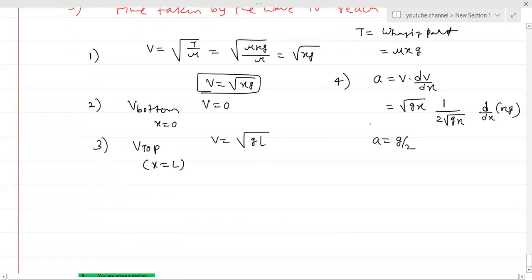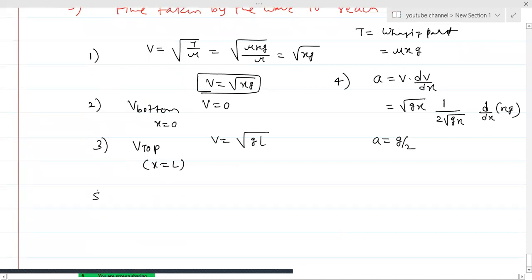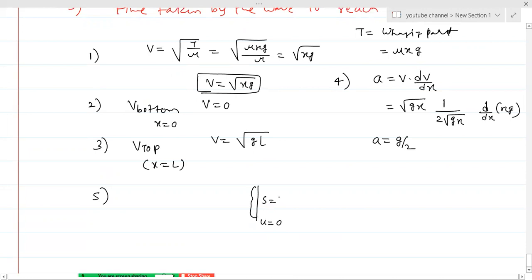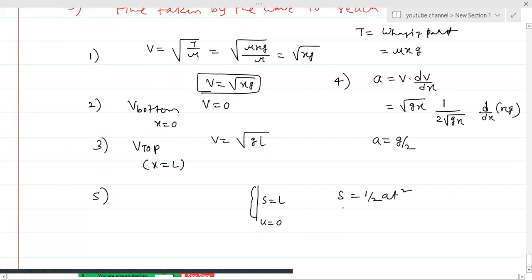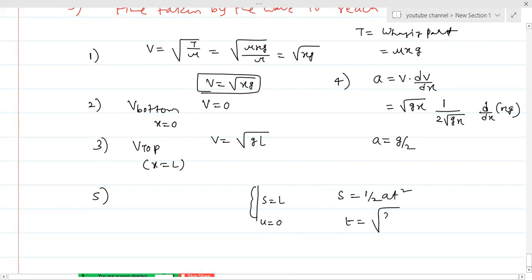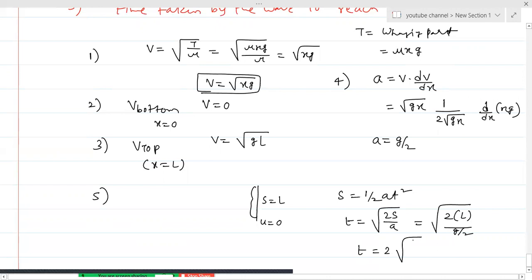And we need the time taken to reach the top. Suppose it starts with velocity 0 and the distance covered s is equivalent to L. After taking s equal to ut plus half at square, we will get s equivalent to half at square, or t equivalent to root of 2s by a. That is 2 into s, which is L, and acceleration is g by 2. So therefore T equivalent to 2 into root of L by g.